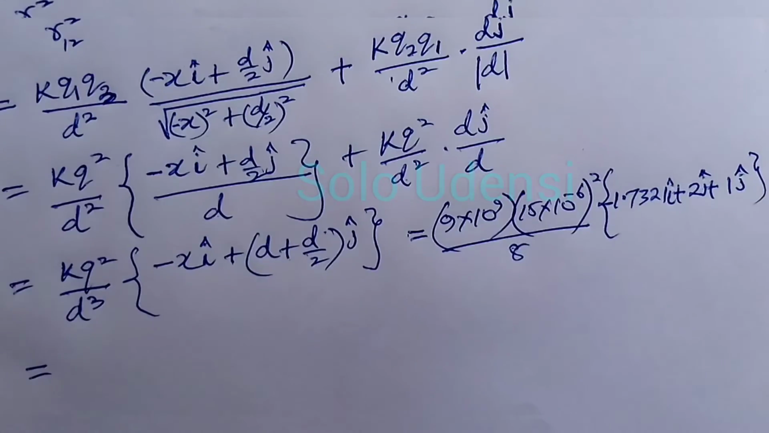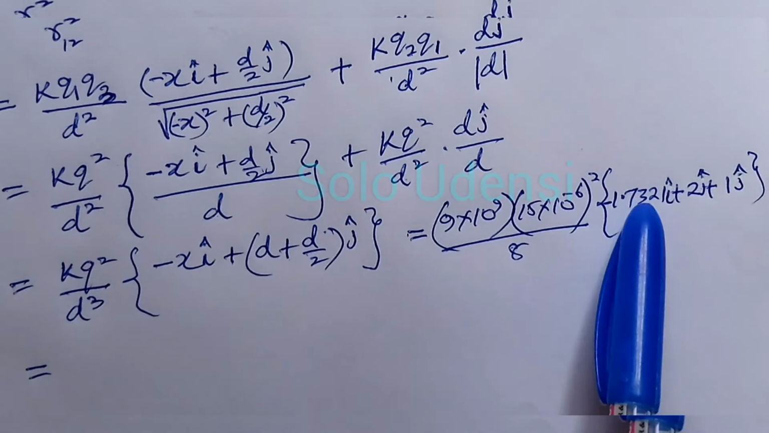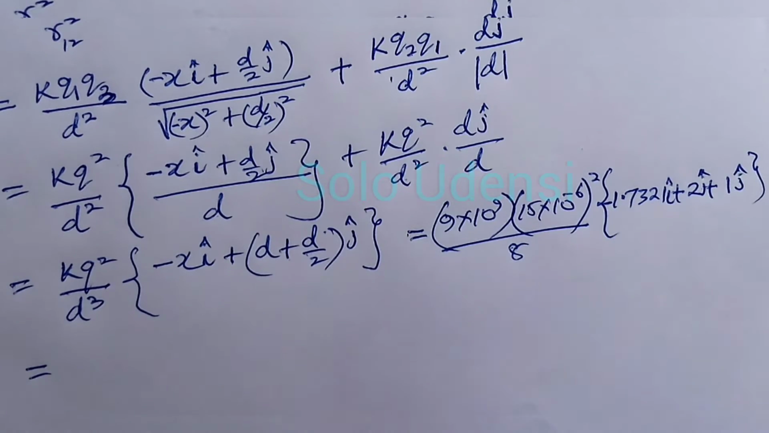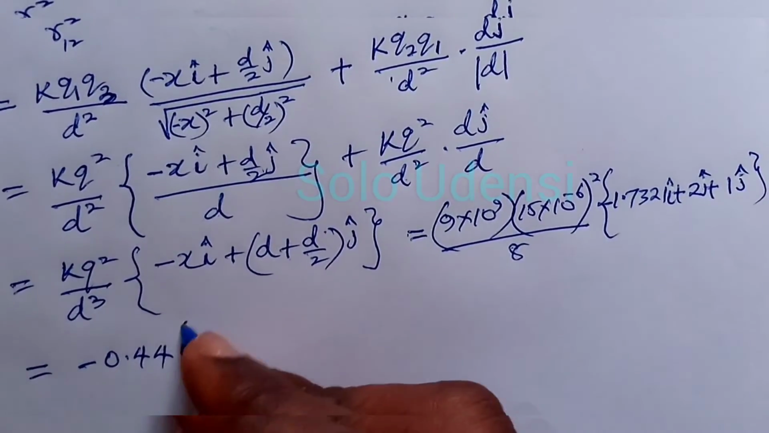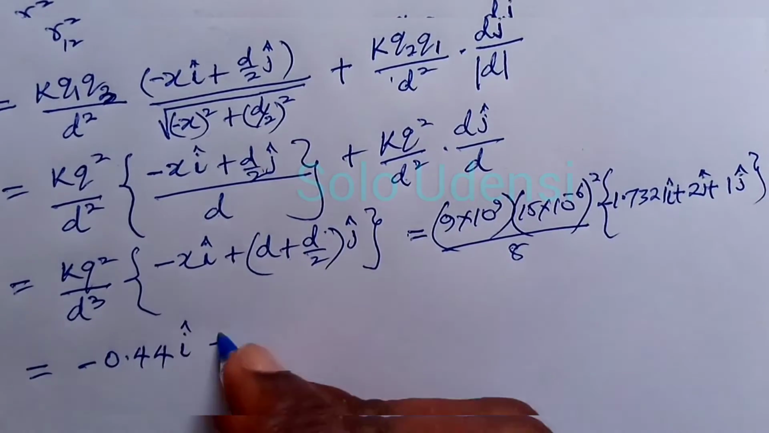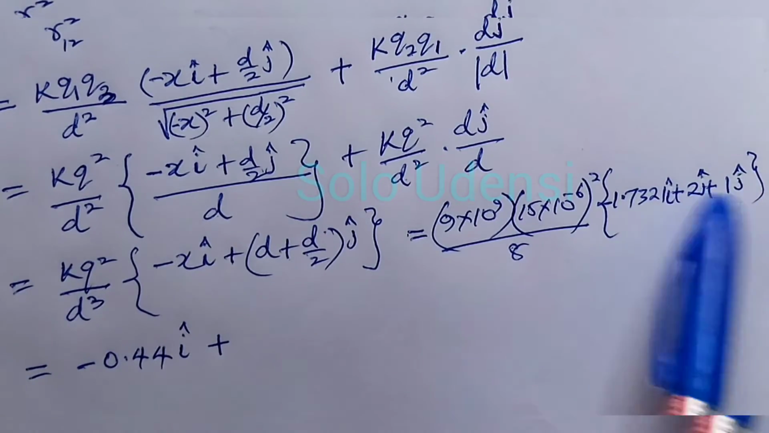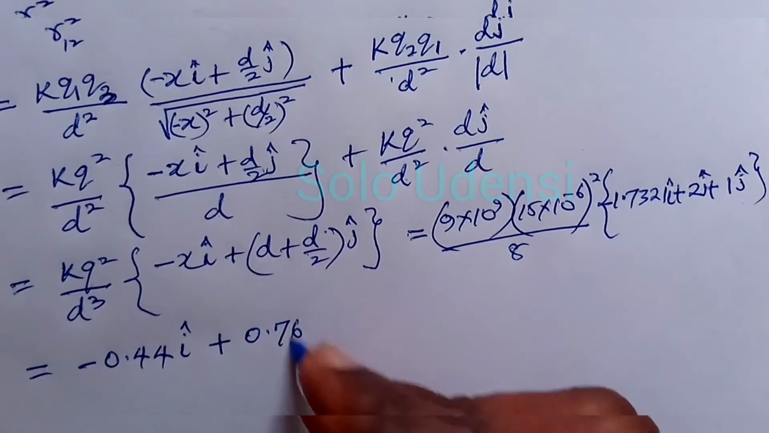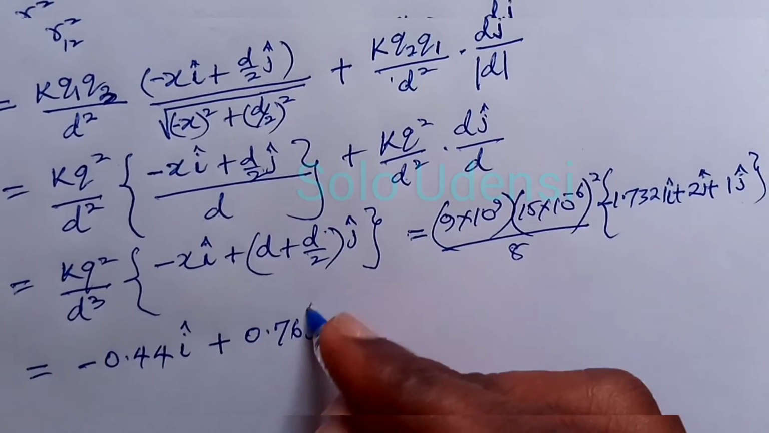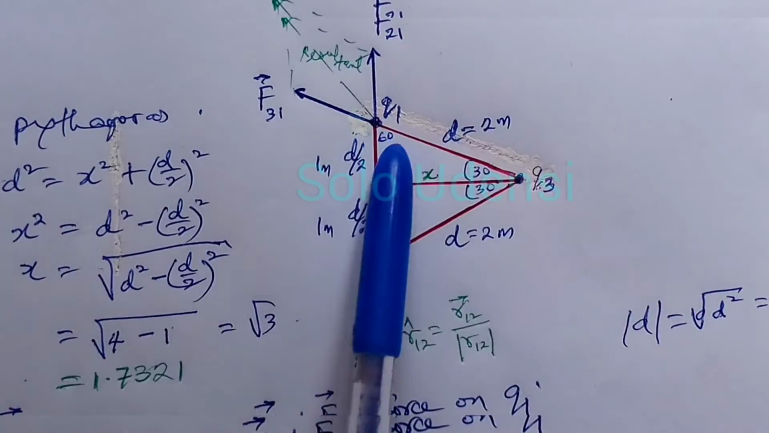If you multiply this out and multiply it with this one inside, you have minus 0.44 i hat plus, of course this time this plus this will be 3 j, so you multiply it with this one, you have 0.76 j hat. So that is the answer, the force in vector form, because they are acting this way.